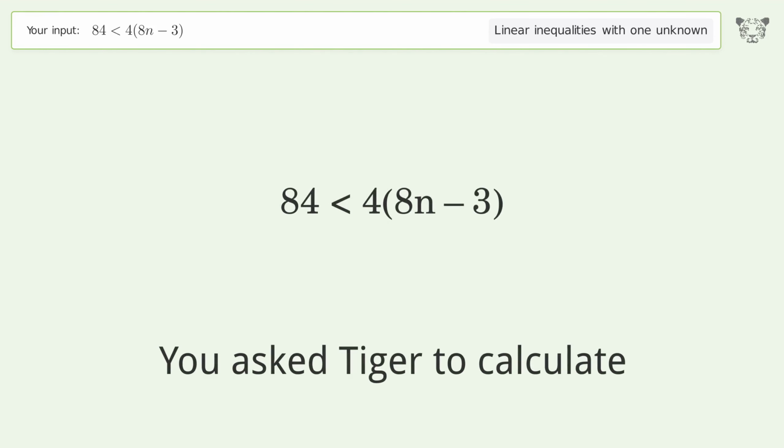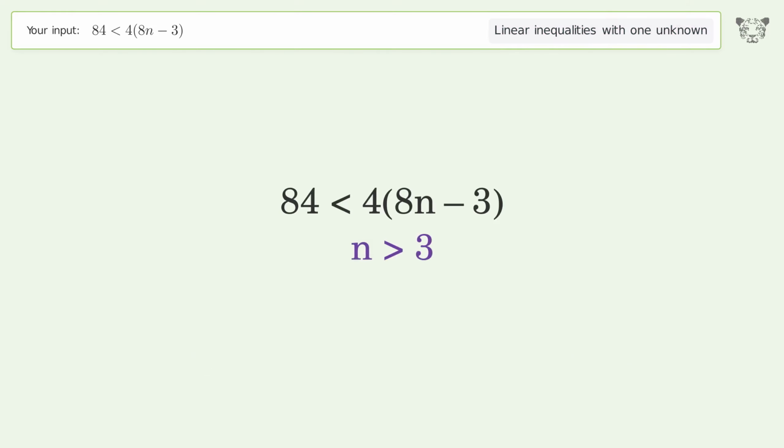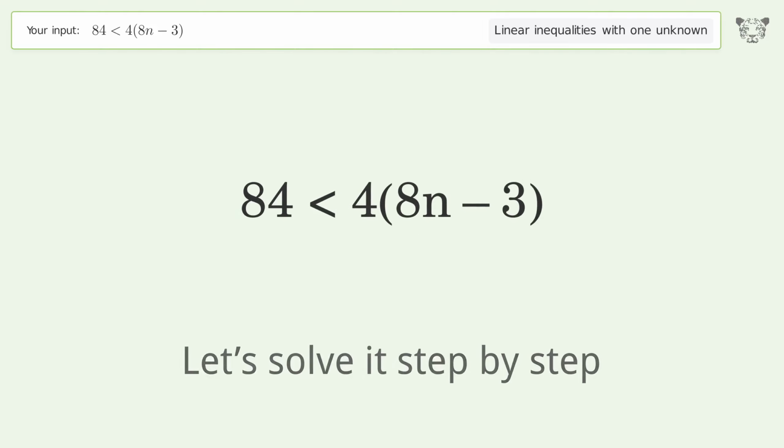You ask Tiger to calculate. This deals with linear inequalities with one unknown. The final result is n greater than 3. Let's solve it step by step.